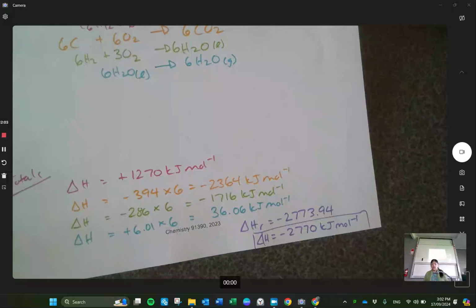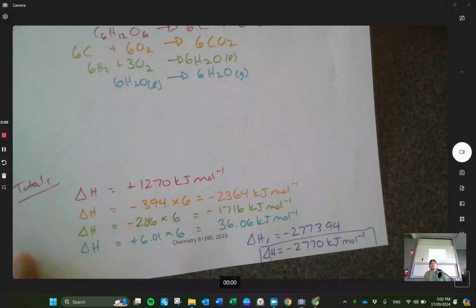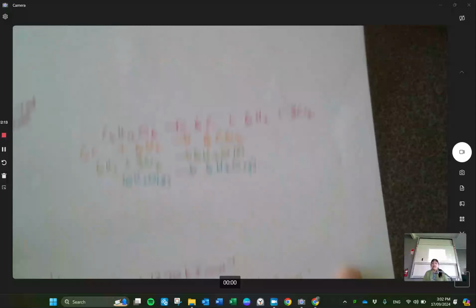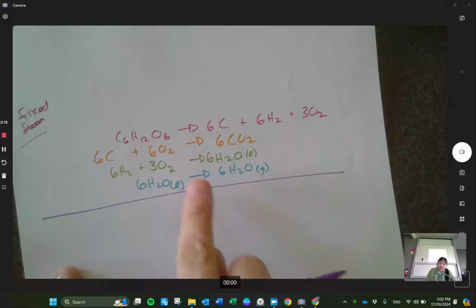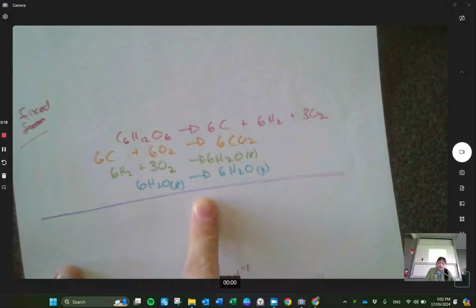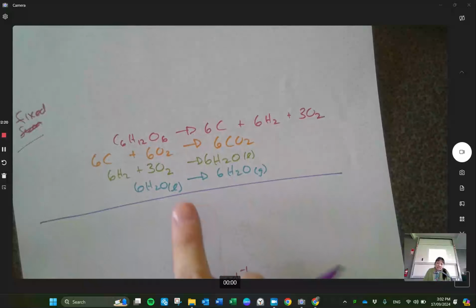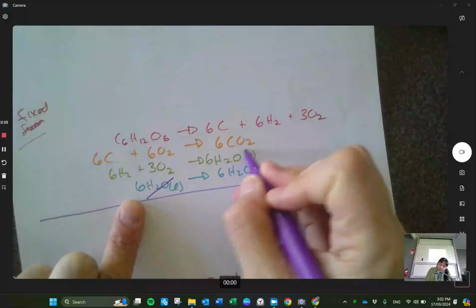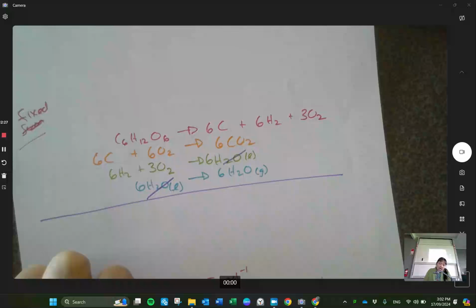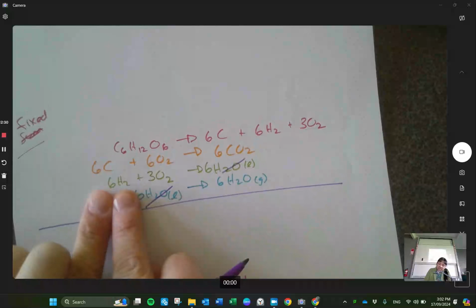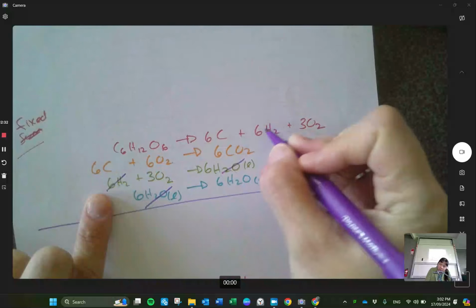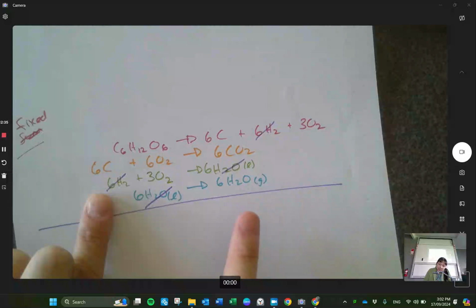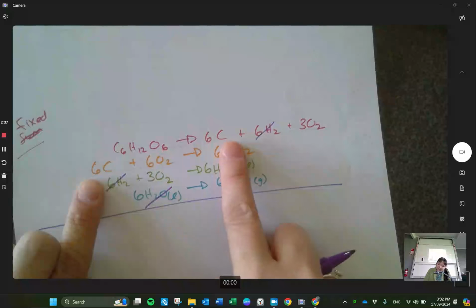And then we idiot check ourselves. All right, you ready? Okay, let's idiot check. So I am looking, that's why I wanted to line up all my arrows, to see if everything is canceling out. I can see that the liquid water is going to cancel out this liquid water, which is good. That's what I want because I want it in the gas state. I can see that this 6 hydrogen is canceling this 6 hydrogen. Boom, boom. I see that this 6 carbon is canceling out this 6 carbon.